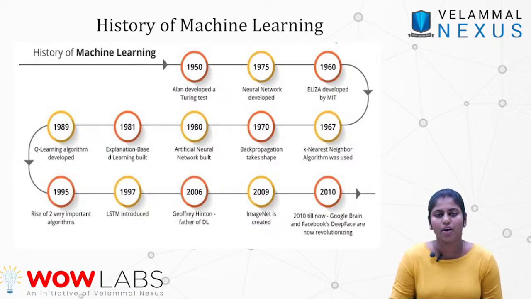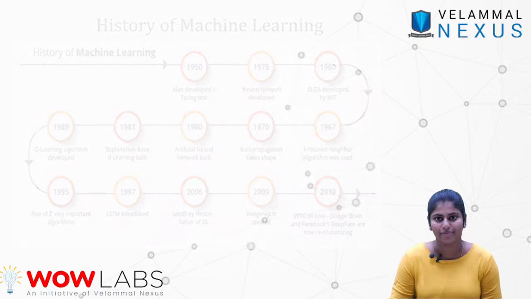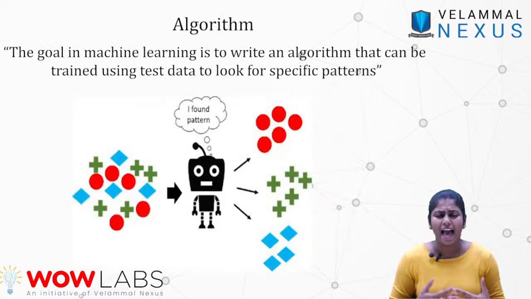From 2010 till now, Google Brain and Facebook DeepFace are revolutionizing machine learning and pushing boundaries. Google Brain has successfully reached a cat's level of intelligence and can now even browse YouTube and correctly identify which video contains a cat. On the other hand, Facebook's DeepFace can now identify people with accuracy exceeding 97%. That's great, right? Let's jump into what is an algorithm.